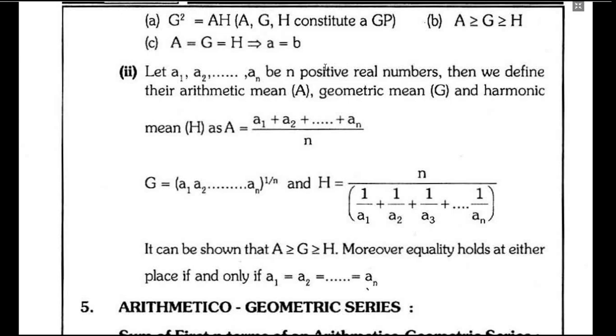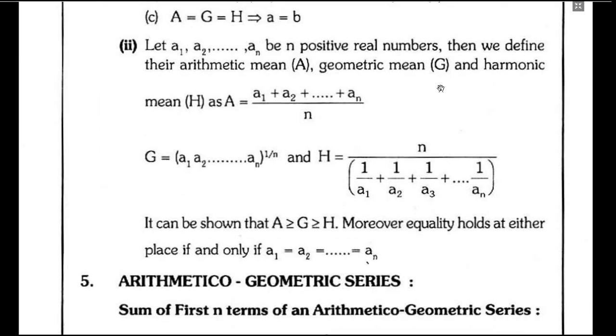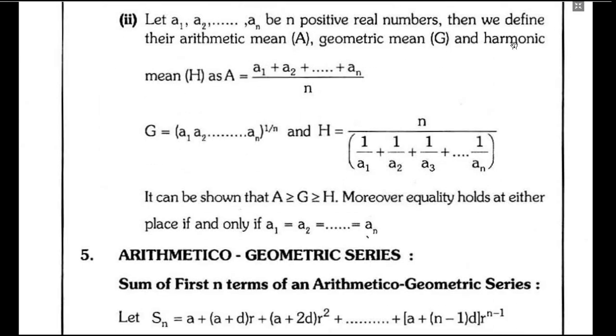Let A1, A2, ..., AN be n positive real numbers. Then we define their arithmetic mean A, geometric mean G and harmonic mean H as follows. Here, A is (A1 + A2 + ... + AN) upon n. Geometric mean is (A1 into A2 into ... into AN) to the whole power 1 by n.